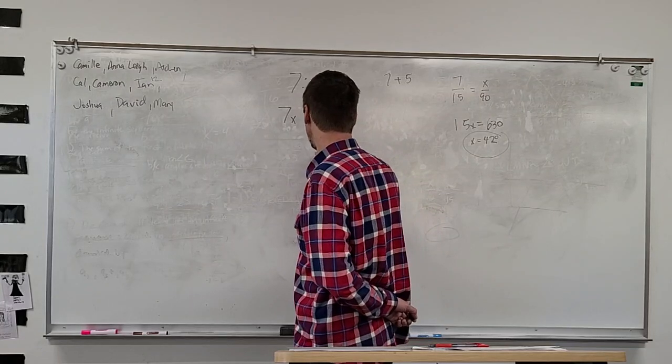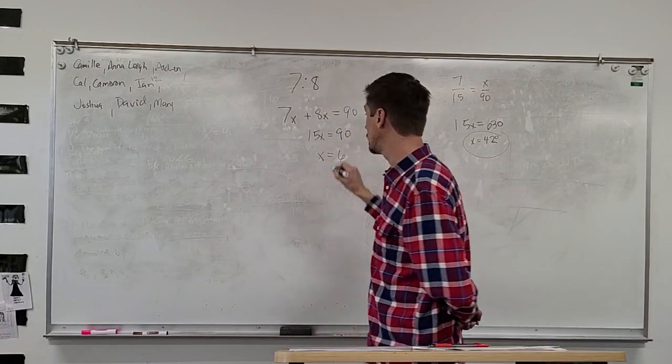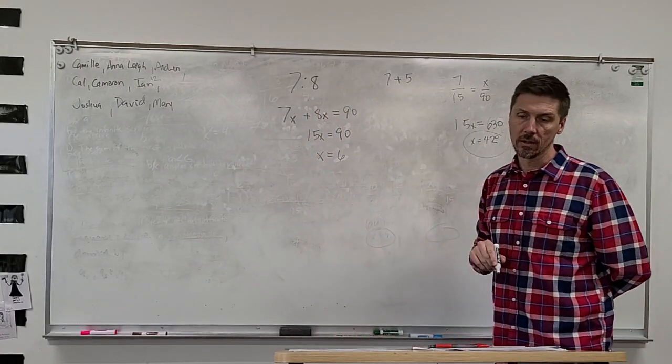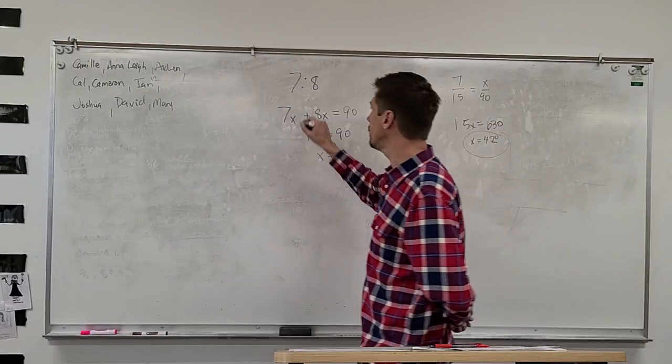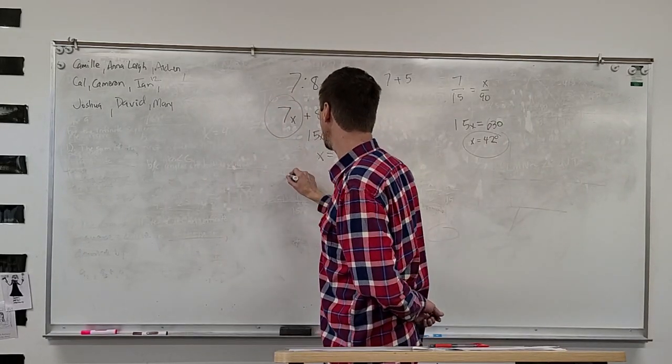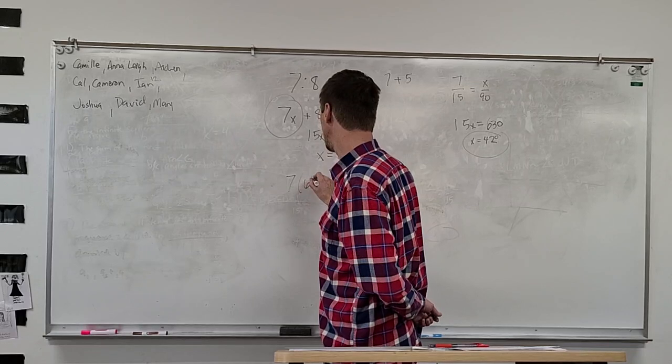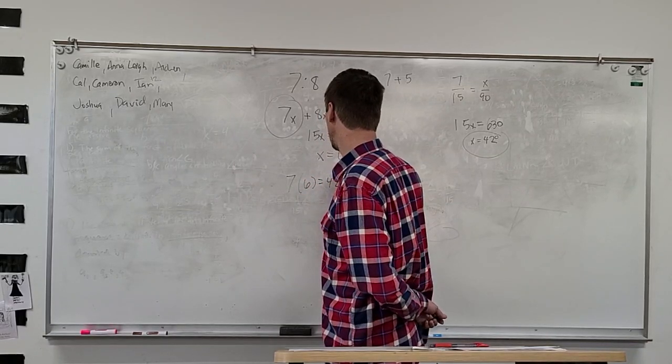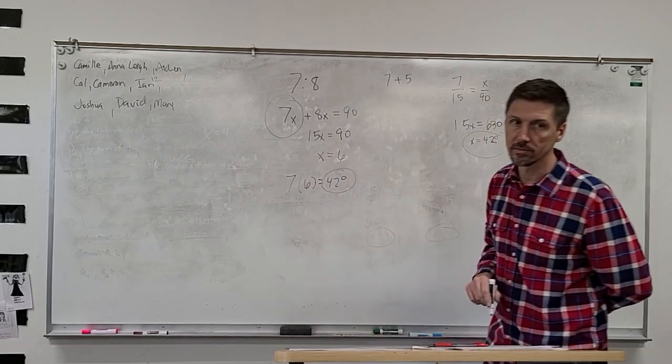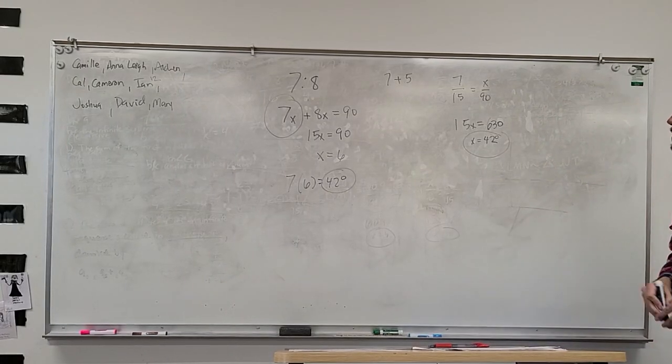This one here, if you did this, x is equal to 6, right? But we asked what was the smaller angle, and we've defined the smaller angle in this one as 7. So 7 times 6 is going to equal 42 degrees. So that's our smaller angle. So nice job.